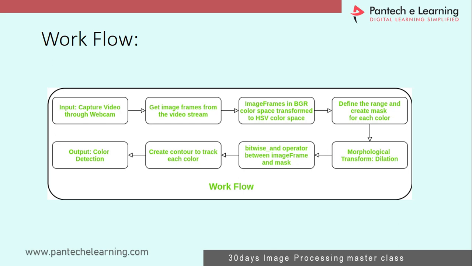And next we are going to enter the morphological transformation. Morphological transformation means we are going to use the dilation. What is the purpose of the dilation? It is going to increase the pixel intensities of the object. That may be helpful for object tracking. That is why we are using this. After completing the morphological transformation, we are going to use the bitwise AND operator. That will be helpful for merging the image frame and the mask. This process will help to detect and merge the color.